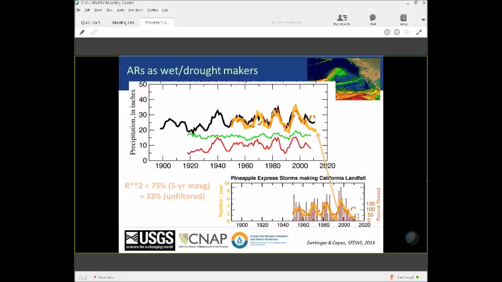So if we want to understand why we're in droughts historically, if we want to understand why we're in really wet periods in California, we have to be looking at the biggest storms. The presence or absence of those storms tells the story of why we get wet and why we get droughts.